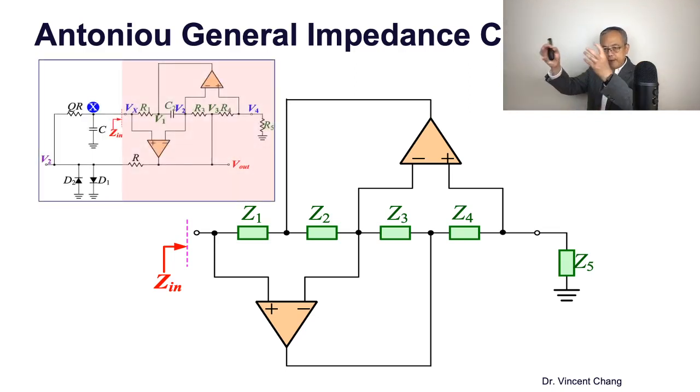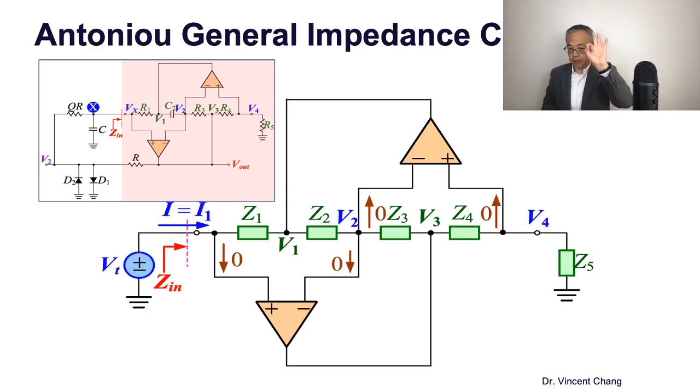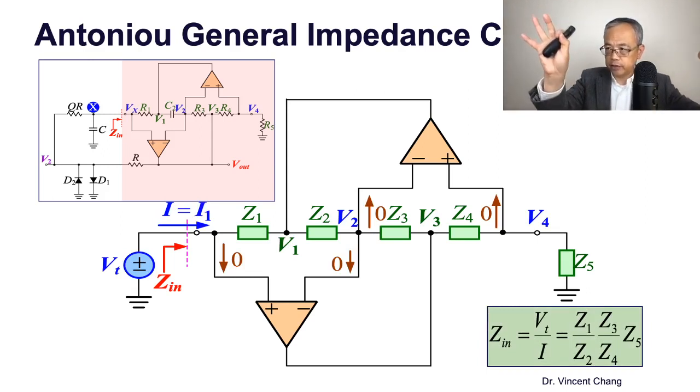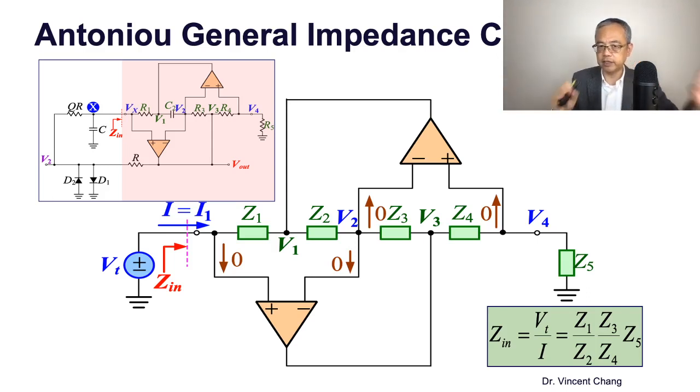And then let's bring back the previous oscillator circuit and compare the red highlight within that circuit on the top left corner with this one. This slide shows the general impedance converter. We're starting from this, and through analysis, this is the result: Z1, Z3, Z5 in the numerator, and Z2 and Z4 in the denominator.